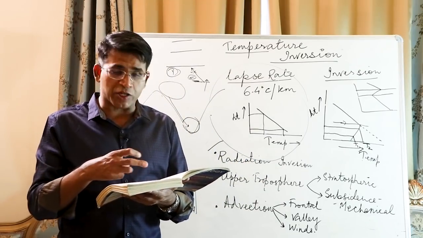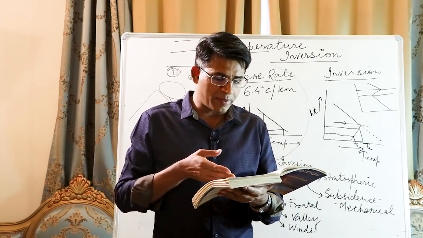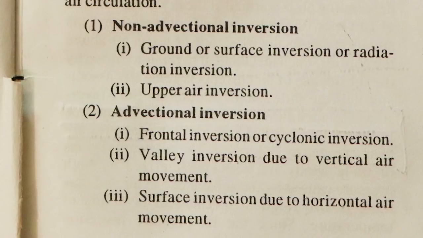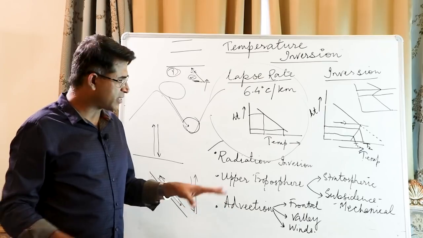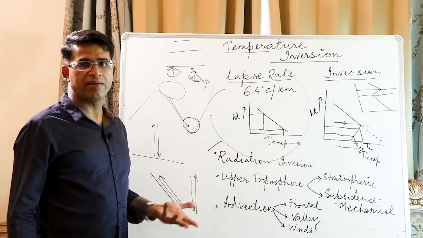Look at the next section, same column, types of temperature inversion. So basically it has a list: non-advectional, advectional, mechanical. That's one way of classifying. You can go by this too. The same terms I have only rearranged. This is more or less the three broad types.